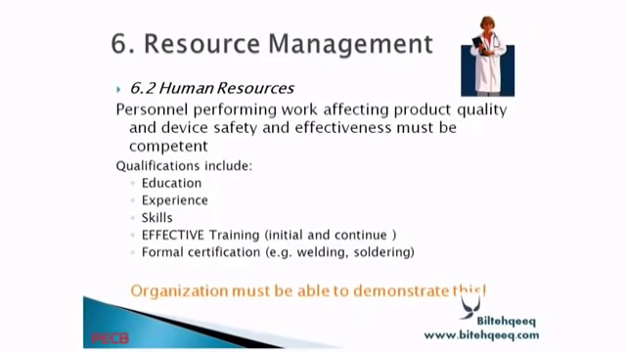And human resources are a main resource, and this includes personnel performing work affecting product quality and device safety and effectiveness, who must be competent. So all the humans who are performing different activities must be competent in terms of their education, their experience, and their skill, and they must have been trained effectively, and they must have formal certification for their job. Like if you have a welder or soldering operator, he must have the relevant certification. The organization must be able to demonstrate this, and if required, the organization can present that its human resources are competent.